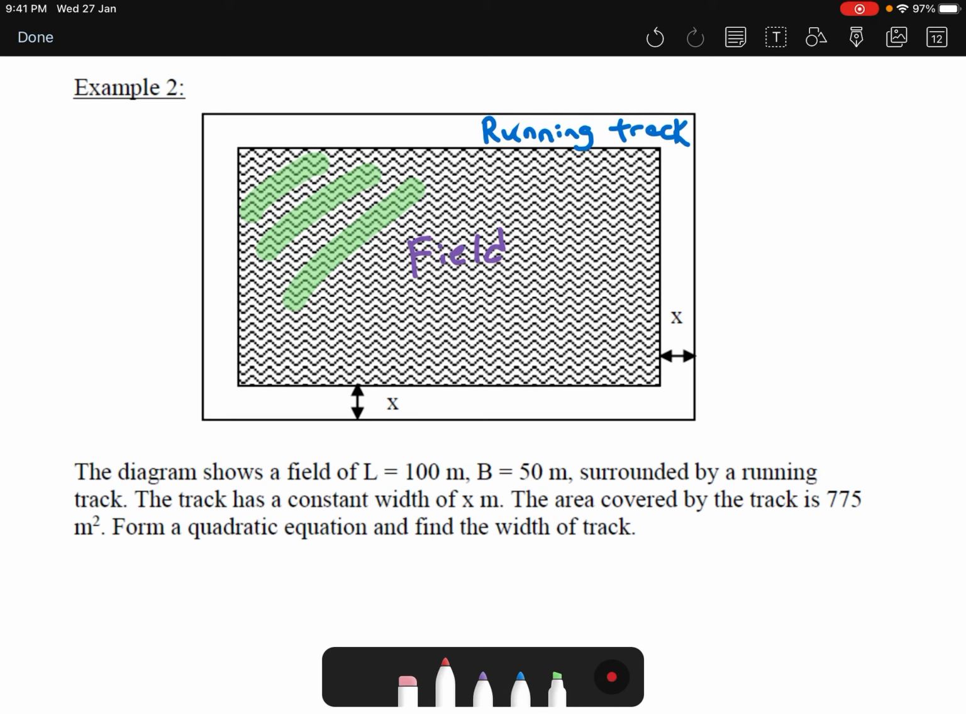First of all, maybe I just label all this first. Give me a moment. The length we are told is 100 meters, and the breadth is 50 meters. The track has a constant width x. The area covered by the track is 775 meters squared. Again we are required to form a quadratic equation, and then find the width of the track, in other words, find x.